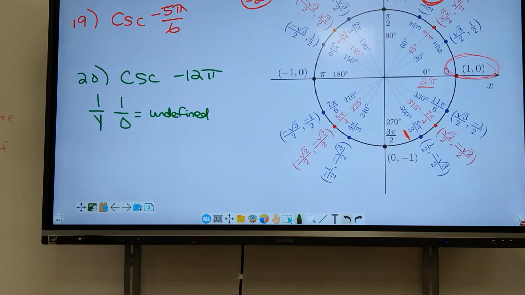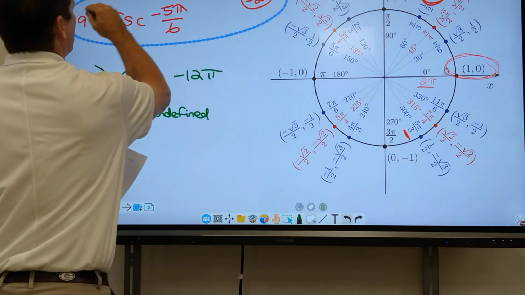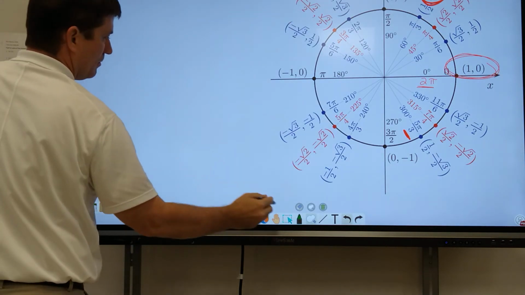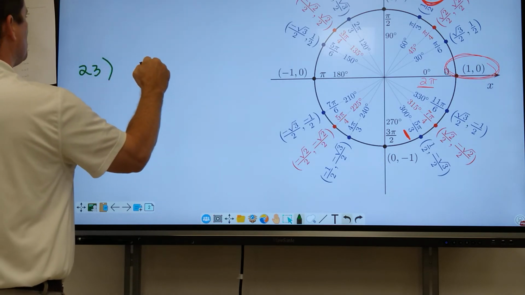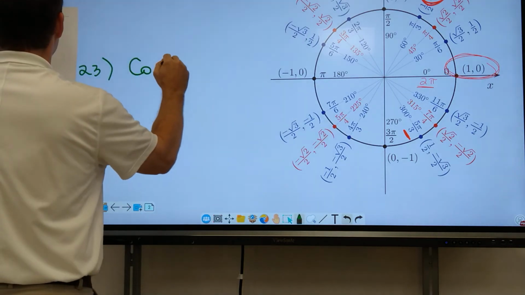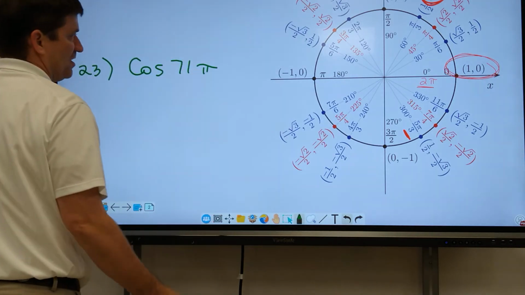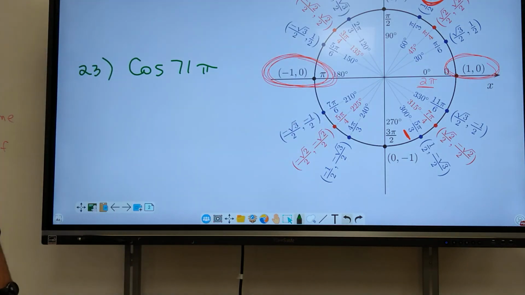All right, let's see if there's anything else that's tricky. Let's go to 23. You guys do 23. 23 says cosine, which we haven't done in a while, of 71 pi. All right, Jason says it's going to be on the odd side, which is right here. That's the point you use for cosine. See if y'all can do it. Don't say it out loud.